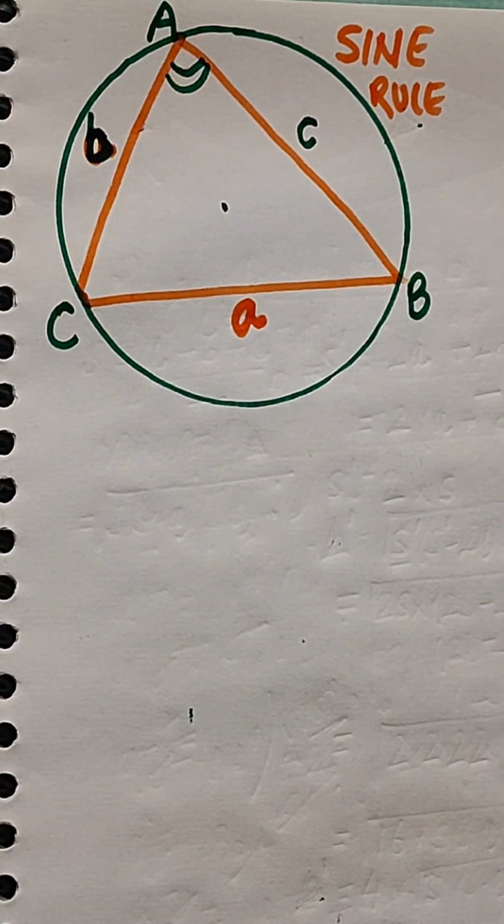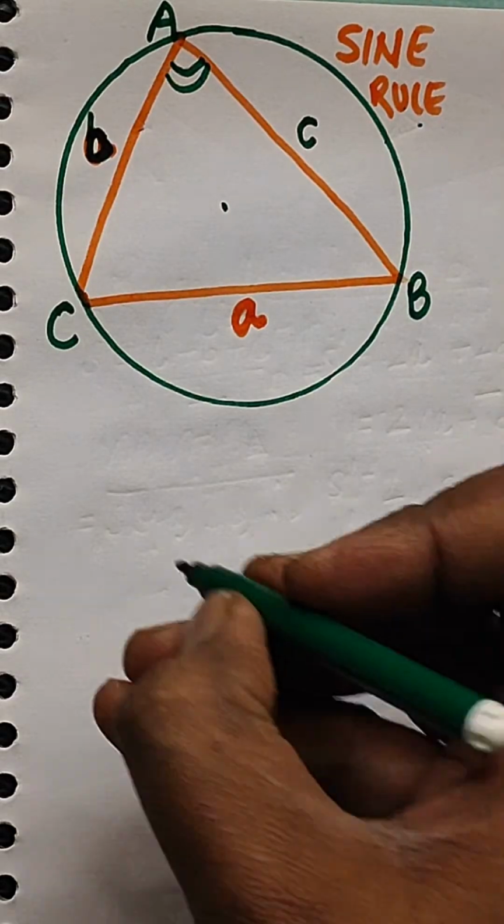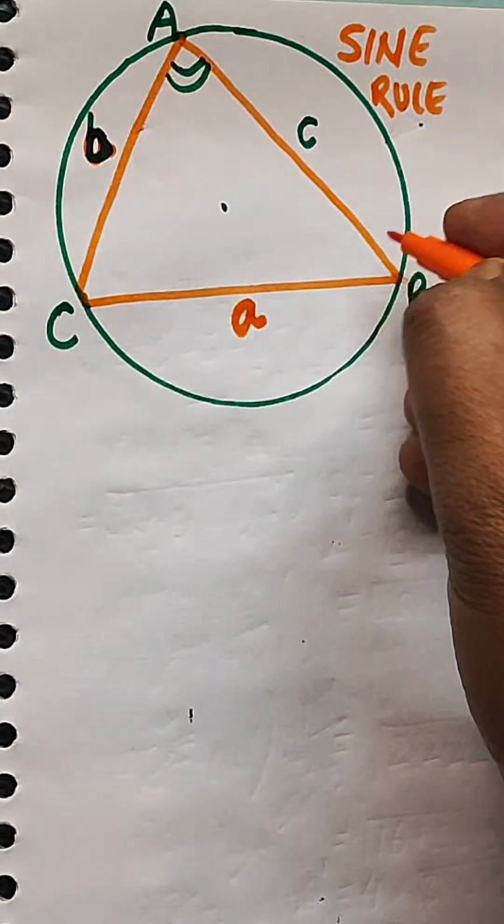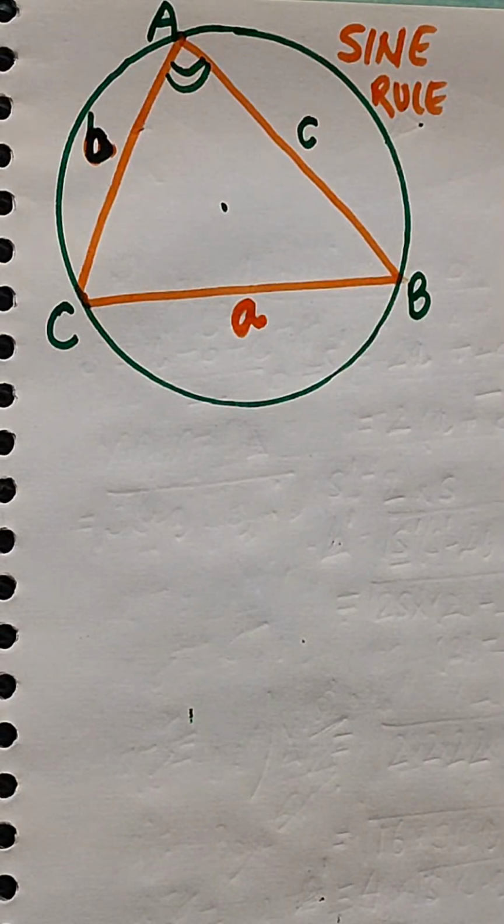So A, B, C are the angles, and a, b, c are the sides corresponding to that triangle. Okay. So my dear friends, you know that from any three distinct points a circle can pass, right?